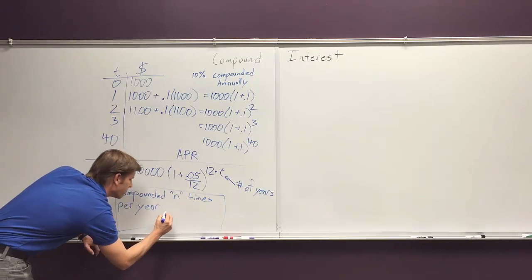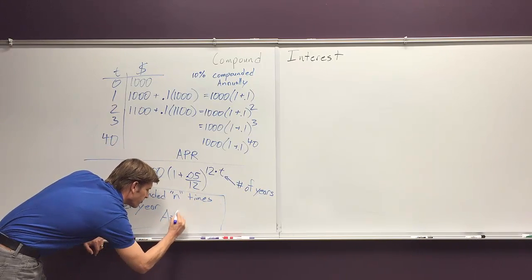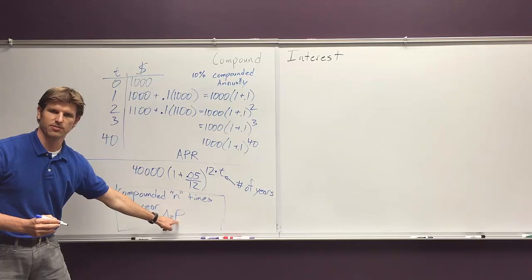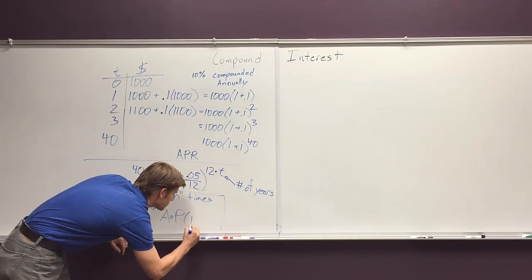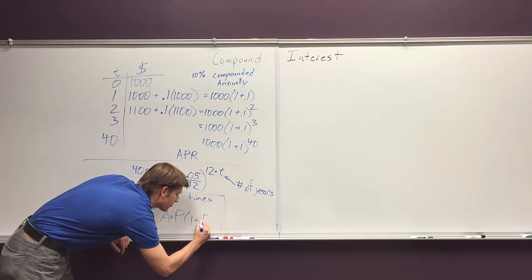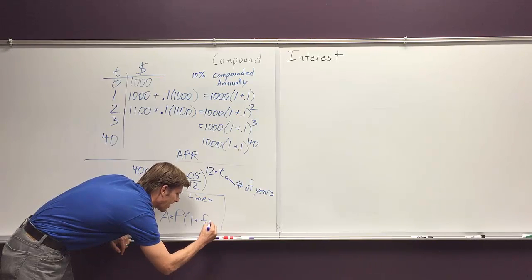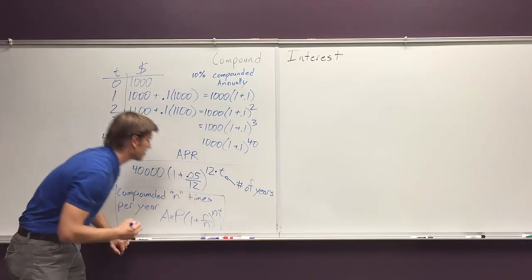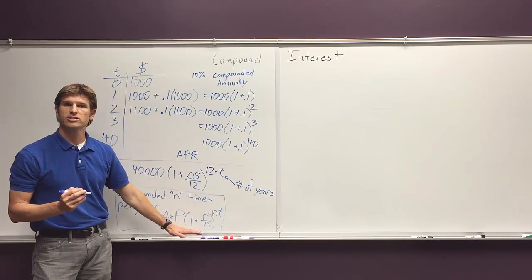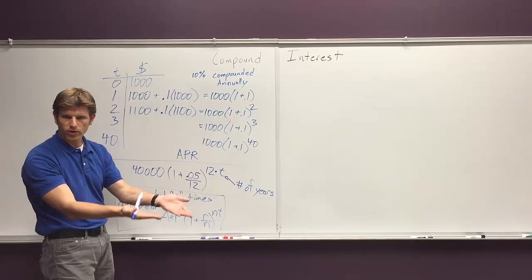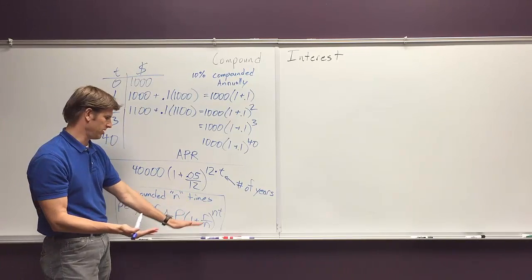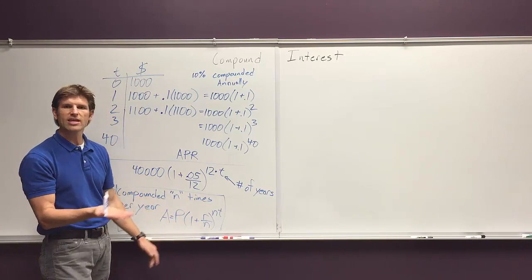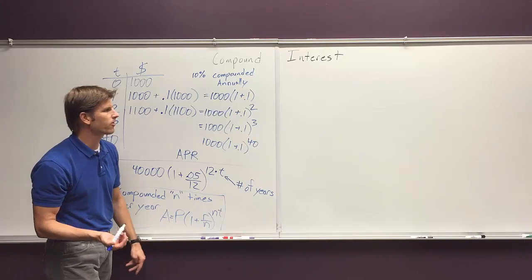Would be the formula. The amount is equal to the principal. The principal is the amount you start with, times 1 plus the interest rate divided by n, to the n times t. The nice thing about this equation is it works whether you are borrowing the money or investing the money. This equation is what you follow. Let's do 2 quick examples, okay?